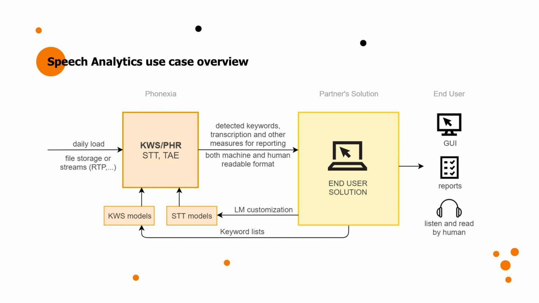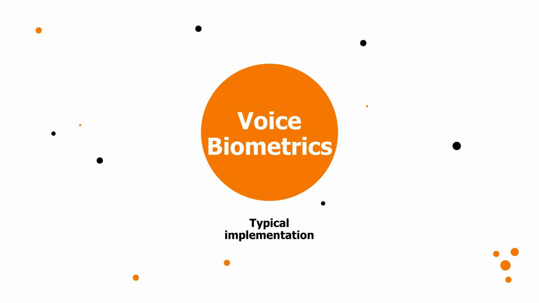Again, the partner solution can allow its users to provide feedback like correction of transcribed words or phrases, or edit the list of keywords to be detected. This feedback can be used for improving the speech-to-text and keyword spotting technologies to provide more accurate results in the future. Typical implementation from data flow perspective in voice biometrics.